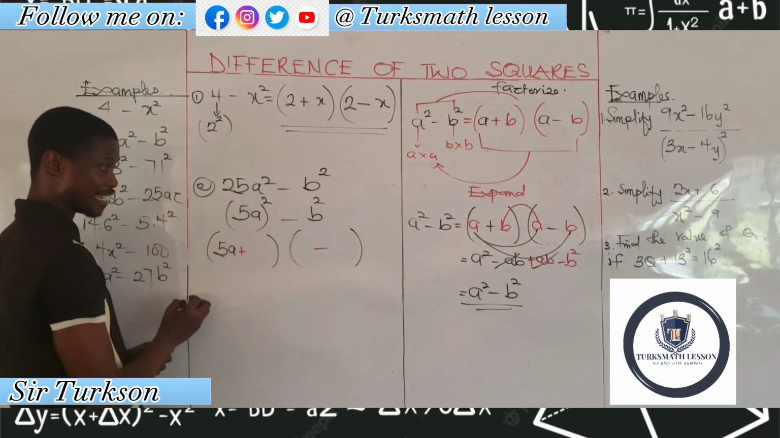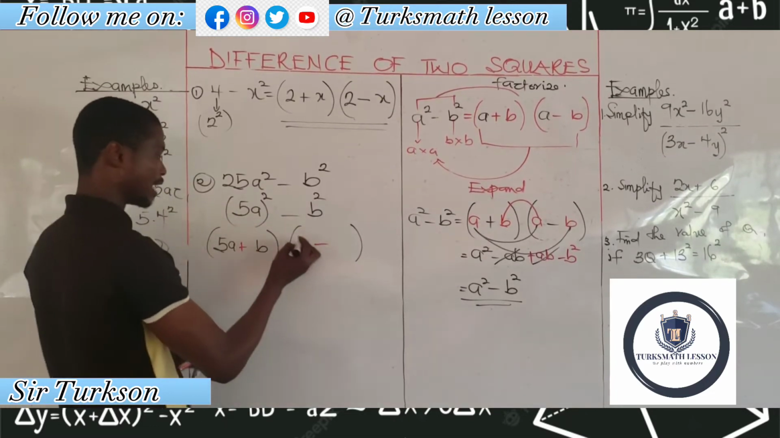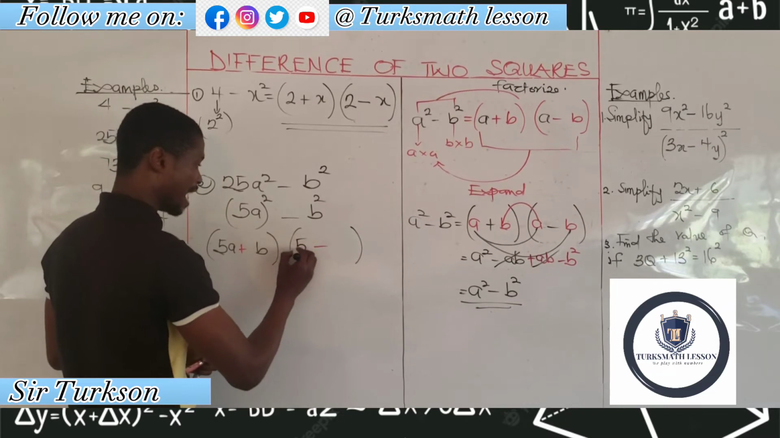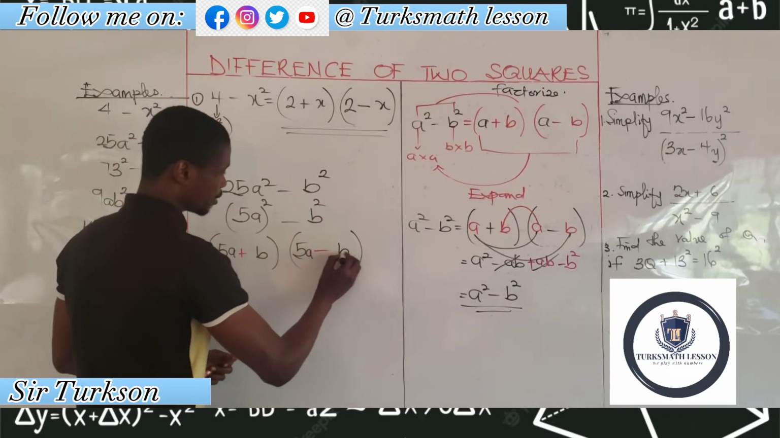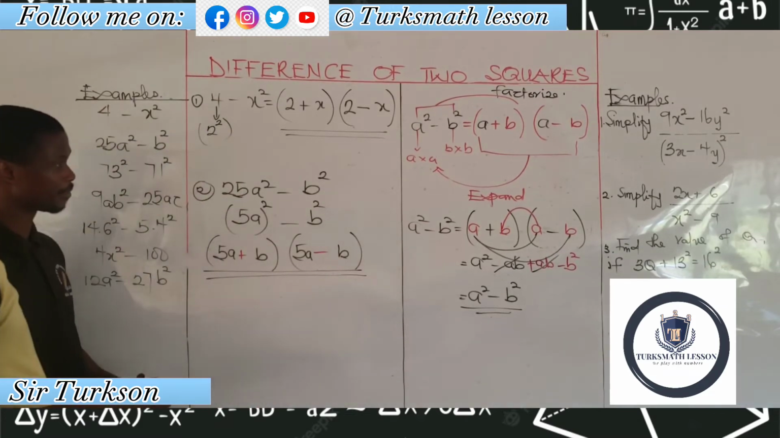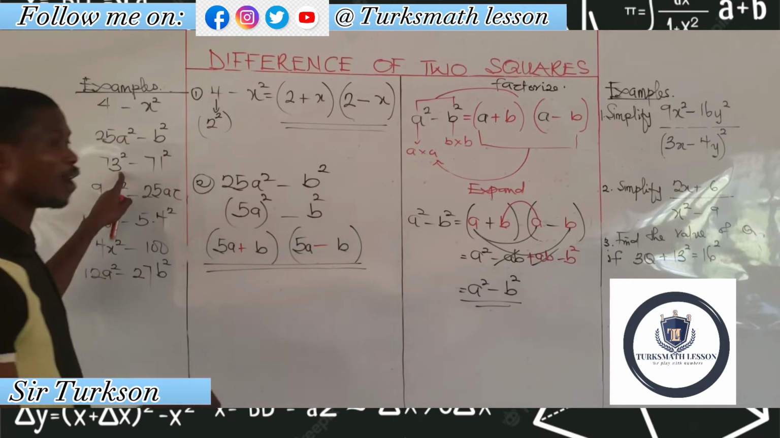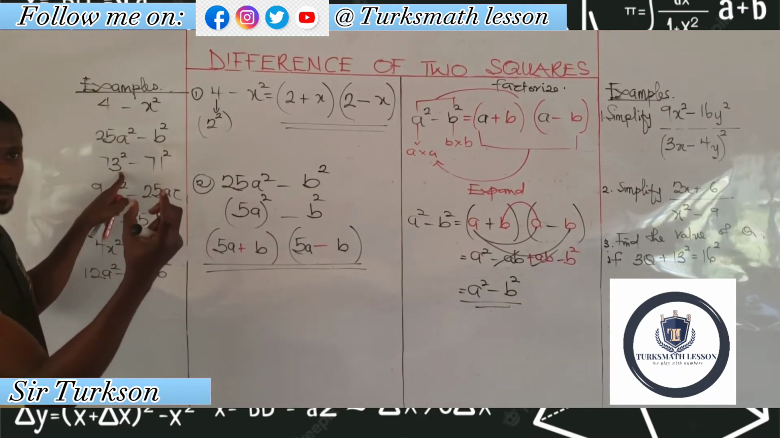5a. Right, isn't it? Then you write what? B. Then the next one again, you repeat this again. 5a, b. That's all. So we play with numbers. Very good. Let's take the next one, which involves values.